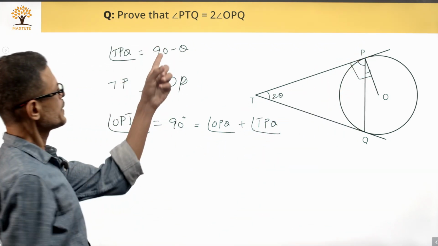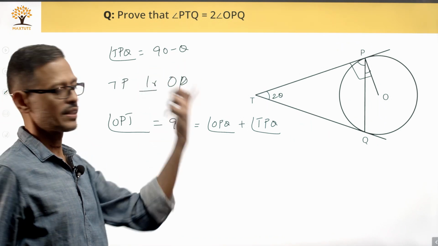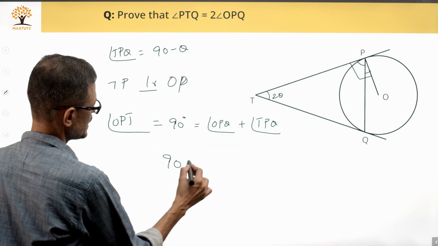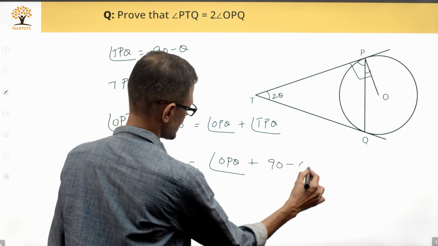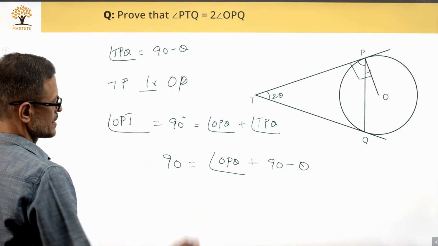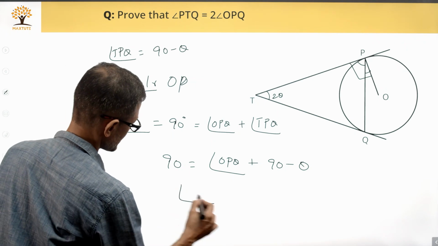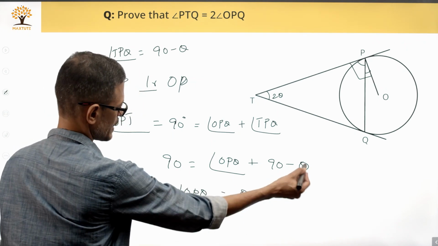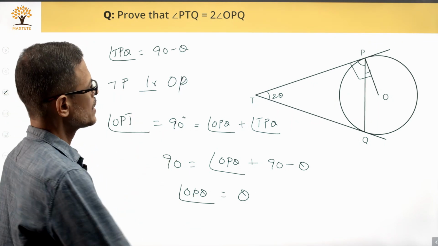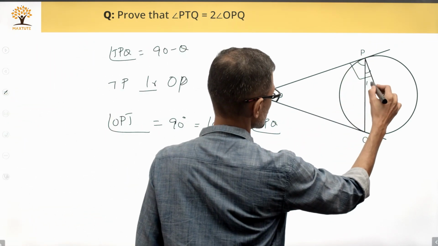What did we find TPQ to be? We found TPQ to be equal to 90 minus theta. So 90 is equal to angle OPQ plus 90 minus theta. Take both these terms to the left hand side, 90 gets cancelled with 90, which translates to OPQ is equal to theta, right? This minus theta goes to the left hand side, becomes theta. So we have established OPQ is equal to theta.